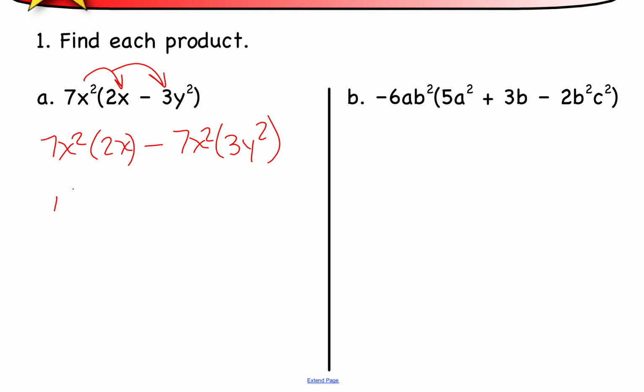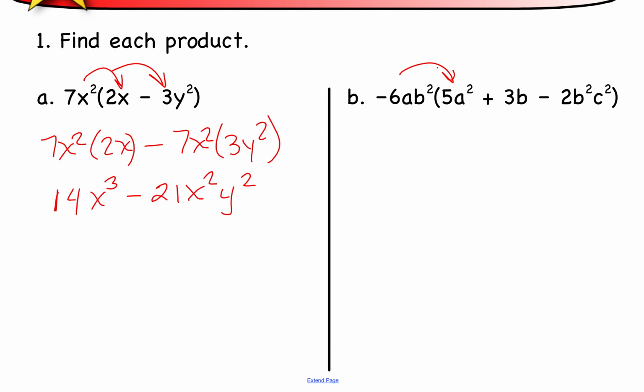7 times 2 is 14, and x squared times x is x cubed. Then we have 7 times 3, and we have a subtraction sign, so it's a 21, and we have an x squared and a y squared. And that's how you leave it. There's nothing that combines, there's no like terms, so that's just what we get.